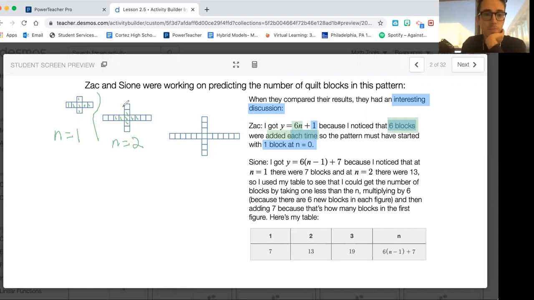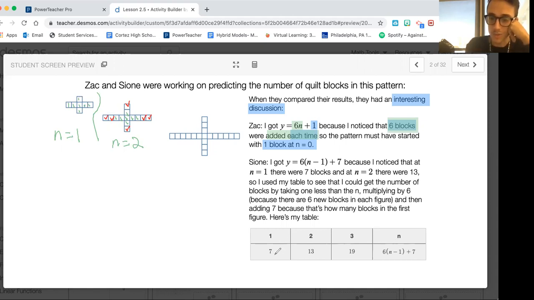Is that right? Am I missing something? 1, 2, 3, 4, 5, 1. Yeah, they're adding 6. Okay, so I'll mark up the new 6. I think that's important to note where your new 6 are. So there's 1, 2, 3, 4, 5, 6. Okay, so we have 7 in green, we're adding 6 in red, and they're saying that we're multiplying the 6 because there's 6 new. I could get the number of blocks by taking 1 less than n, multiplying by 6.